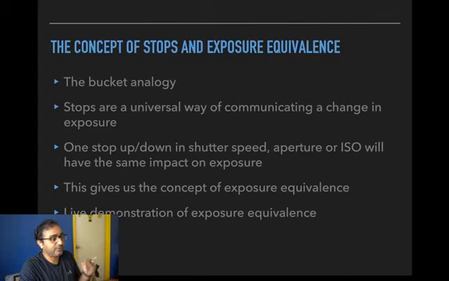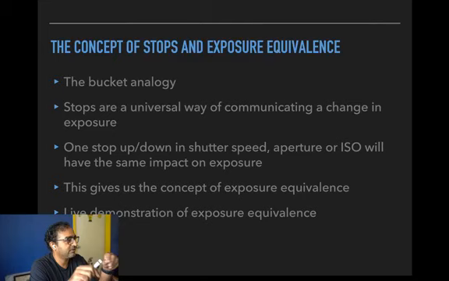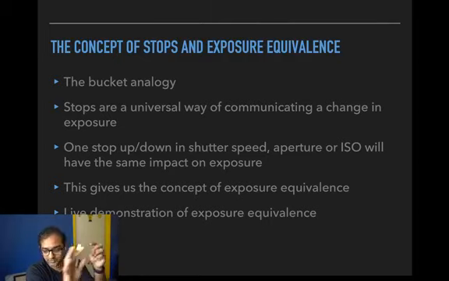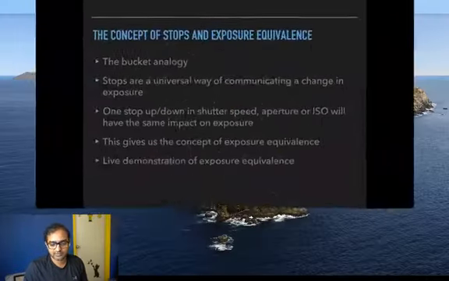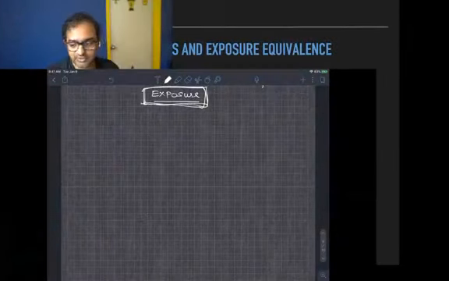Okay, so let's get back to the presentation. So stops are a universal way of communicating a change in exposure. We spoke about this. A stop is a stop is a stop. So Chirag will get to that part. Yeah, of course, we assume the same light source, that's a basic assumption that we make. So stops are a universal way of communicating a change in exposure. One stop up or down in shutter speed or ISO will have the same impact on exposure. Now, what does this mean? This is interesting, and this comes to the idea of exposure equivalence. Okay, so let me just show you that. Let me show you the idea of exposure equivalence.